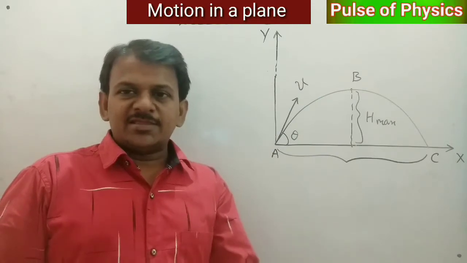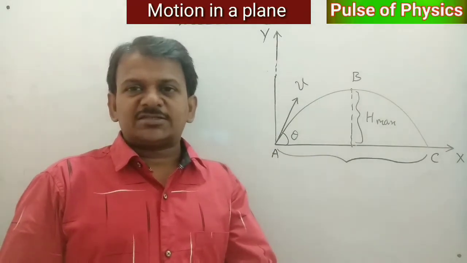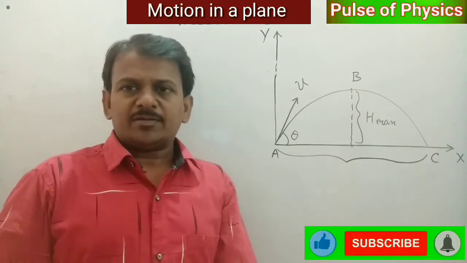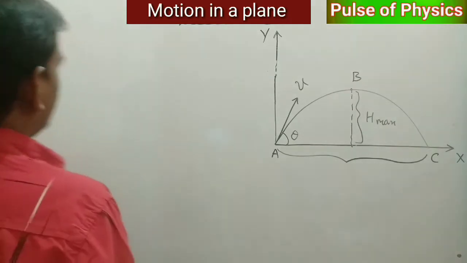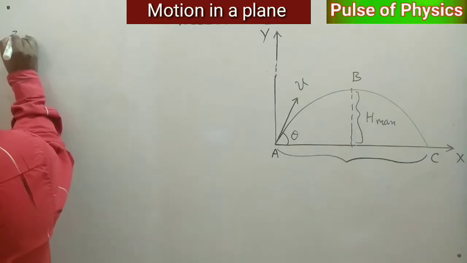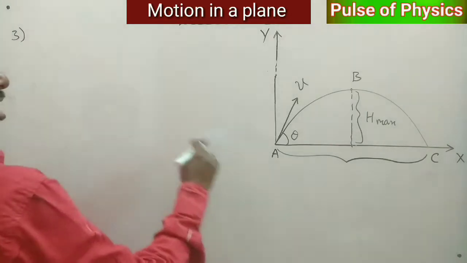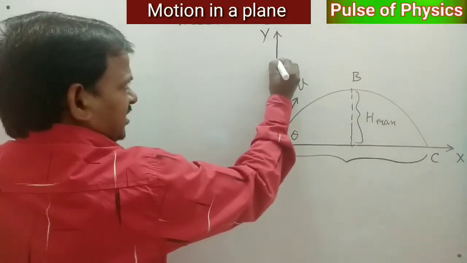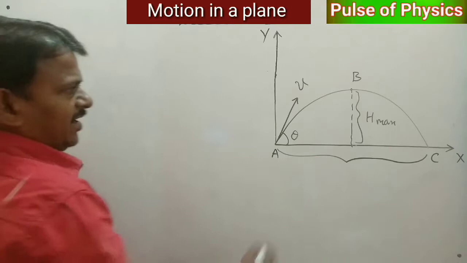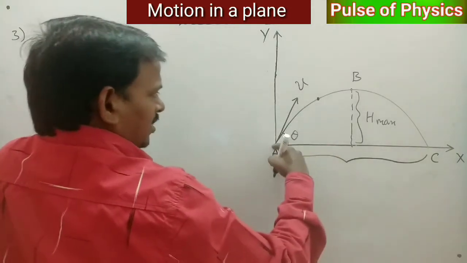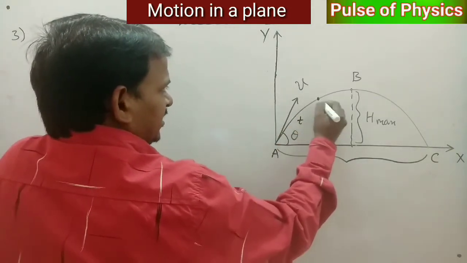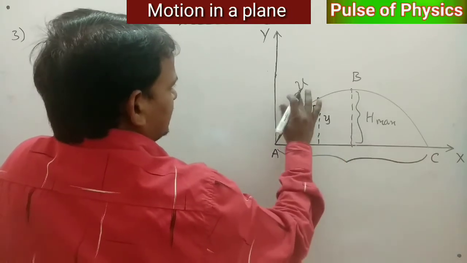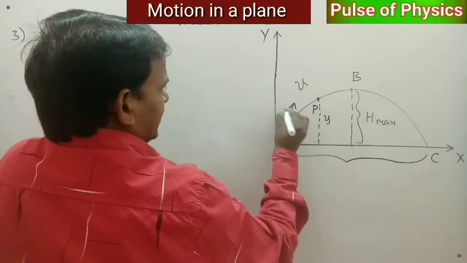Everyone, in this session, I am going to discuss some more applications on oblique projectile. Third one: the horizontal and vertical displacement of the oblique projectile are x and y. Let us take a point. After t seconds, it reaches the point P. Here this is y, and this we wrote as x.